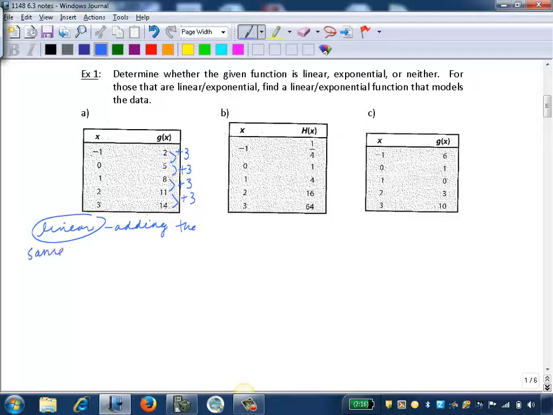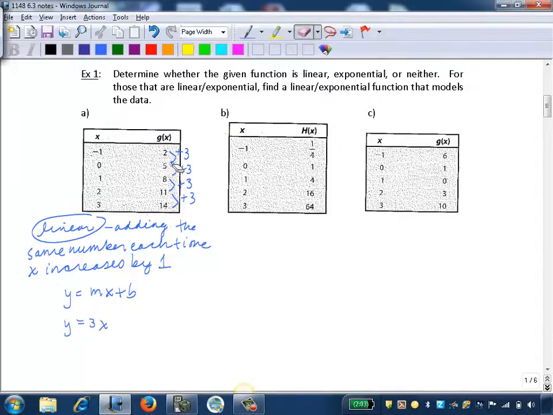and that's because we're adding the same number each time x increases by 1. So we know it's linear, again, because they're not growing by a same factor each time, they're growing by the same constant number, 3. So that constant number, that's actually our slope. So we can write our equation of our line, our mx plus b. So we see our slope is 3, and our y-intercept, we can see from the table, is 5. So the equation of that linear function is y equals 3x plus 5.